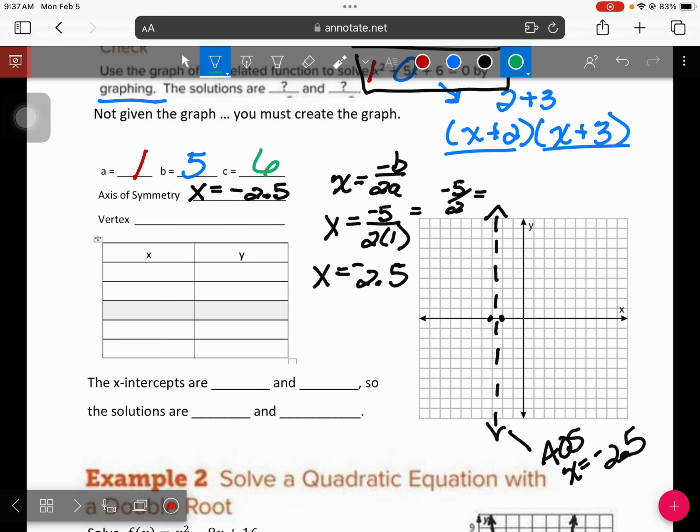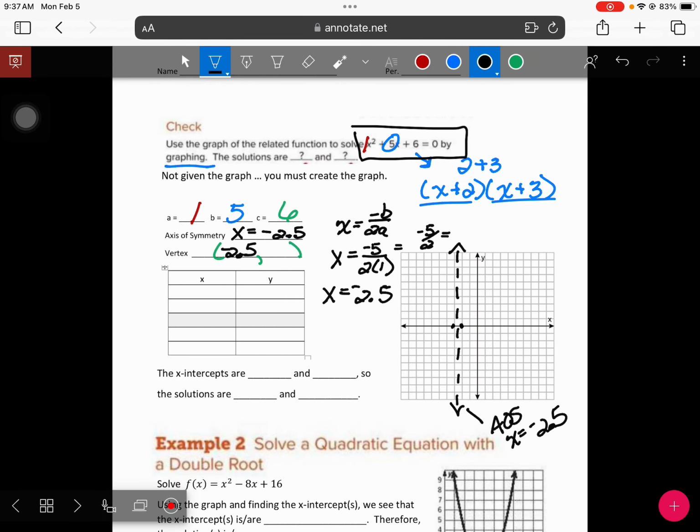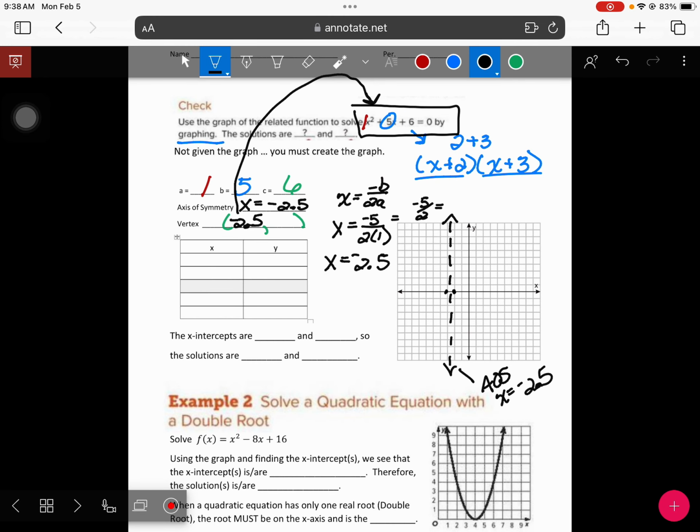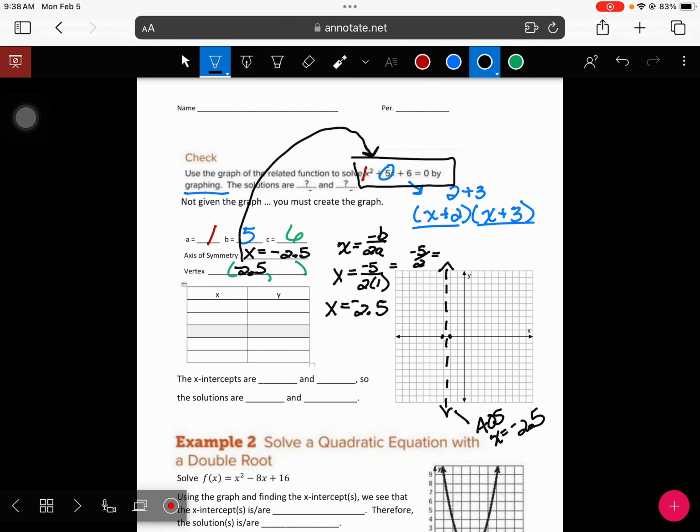So my vertex I can always find on the axis of symmetry. What's my X value? Negative 2.5. How do I find my Y value? Looking if it's above the X axis or below the X. No, not quite. You have the X value. How can we find Y? You need to substitute that back into the original equation and put that number and value in for every time you see X. So I'm going to do this up at the top here.